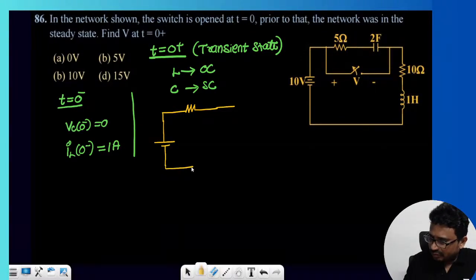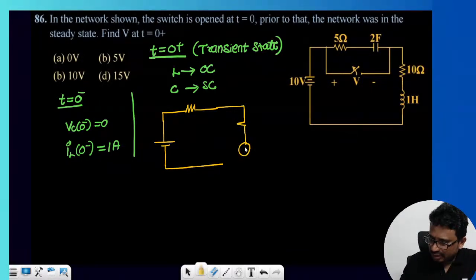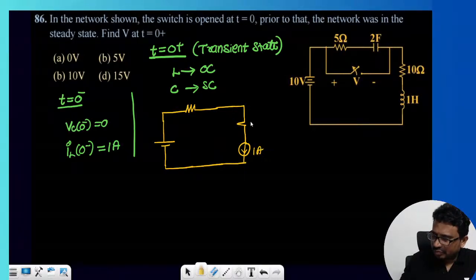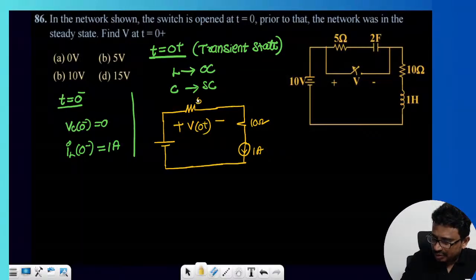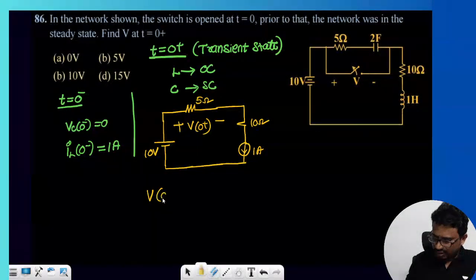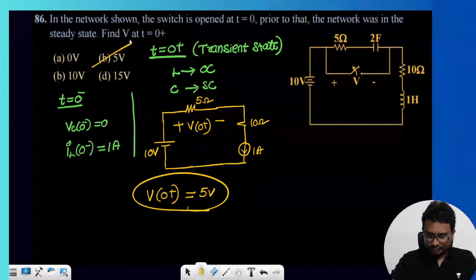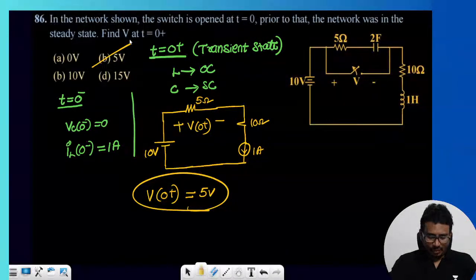That means we need the voltage across that 5 ohm resistor. The inductor is open circuit with the initial value of current, 1 ampere. This is 10 volts and we need this voltage, V of 0 plus. What is V of 0 plus? It should be equal to 5 volts. Done.